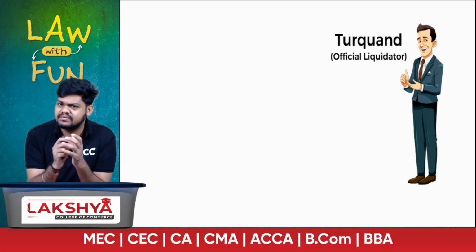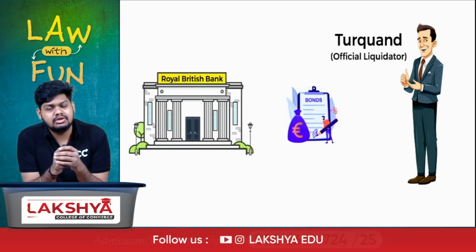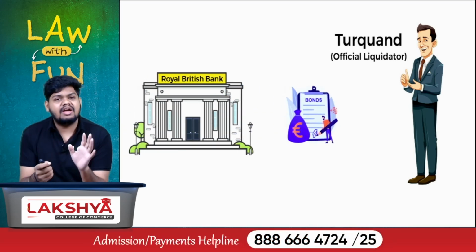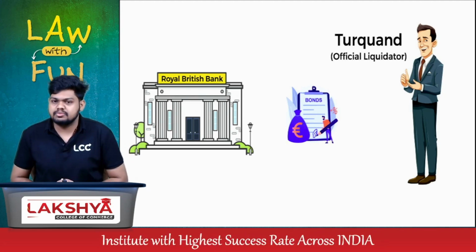for payment of creditors. And the Royal British Bank came running to Turquand, stating that we have bonds from the railway company. I want this 2,000 euros to be repaid.